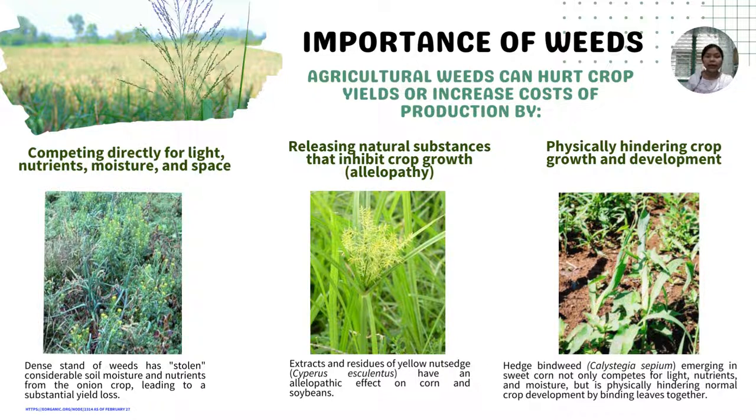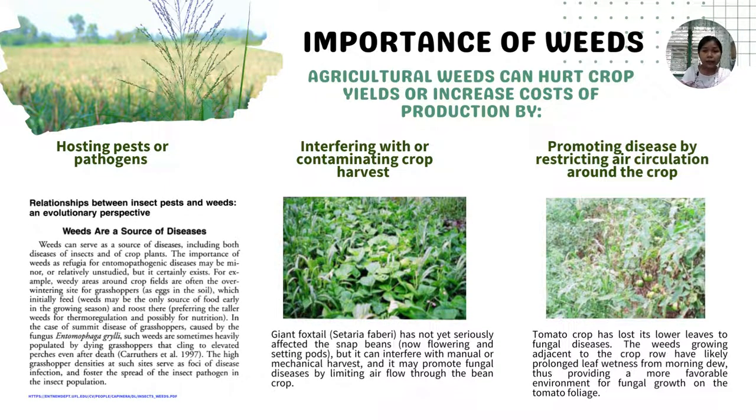And the third one is that these weeds physically hinder crop growth and development. For example, we have here the hedge bindweed, or Calystegia sepium. This is emerging in sweet corn. It does not only compete for solar radiation, nutrients, and moisture, but it physically hinders normal crop development by binding the leaves together. So, this weed is a fighter. It has stolen a considerable portion of these essential nutrients and inputs, and it even has the ability to form a fence with its leaves.